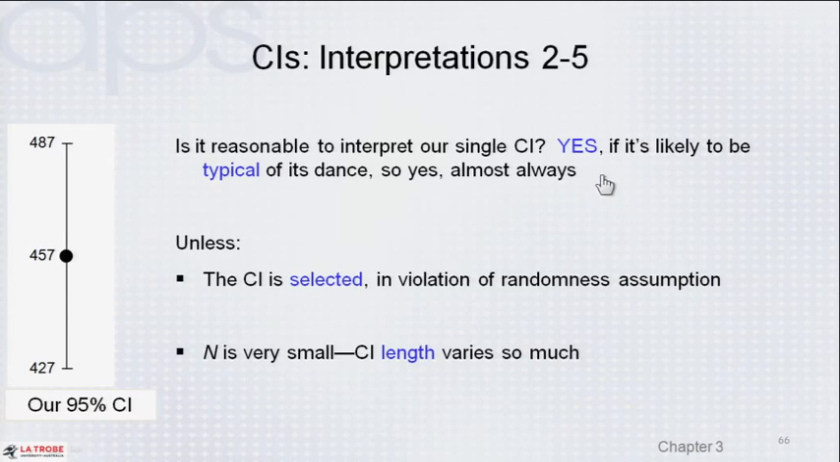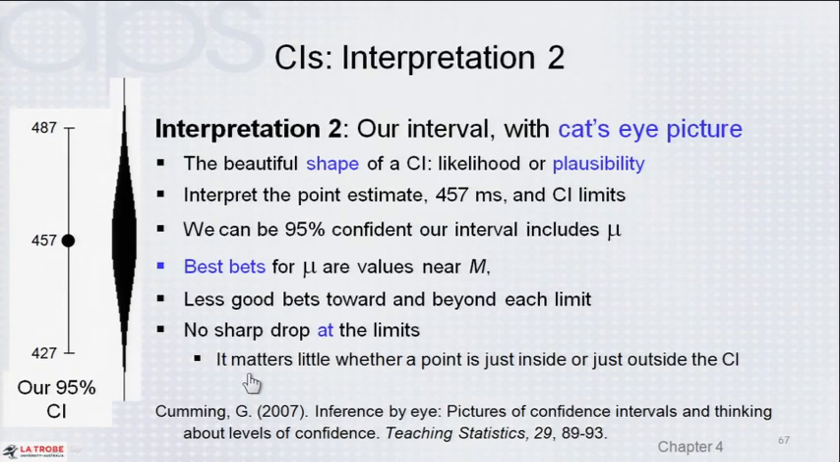Well, I argue yes, it is, provided that it's likely to be reasonably representative of the whole dance. And I can only think of really two situations where that's not true. One is when we've violated some of the assumptions. All this theory and discussion is based on random sampling and well-done experiments and normal populations and so on. And if somebody had done three experiments and just given you the selected big one or the selected short confidence interval, well then, that would have violated the randomness assumption, and interpreting just that interval would be unjustified. Another is, if you have an extremely small sample size of three or four or five, well then, in fact, the intervals vary a lot in length, and so the length of the interval is quite unreliable, quite uninformative.